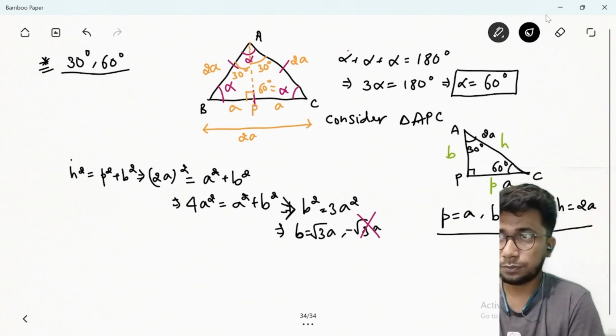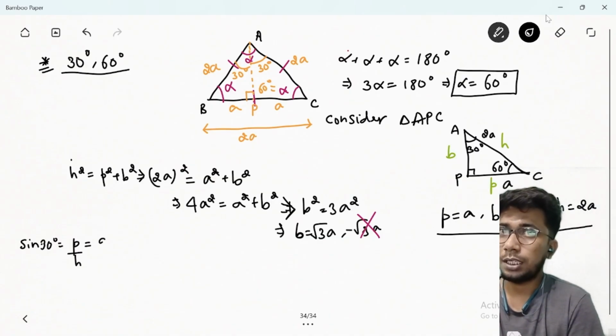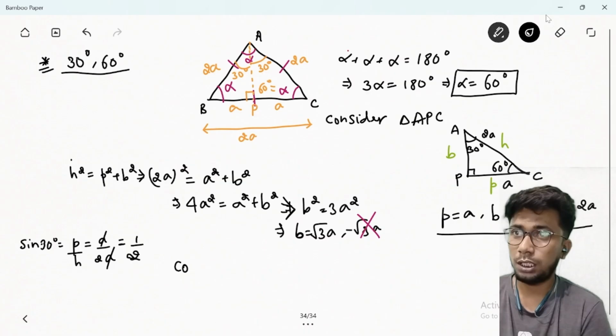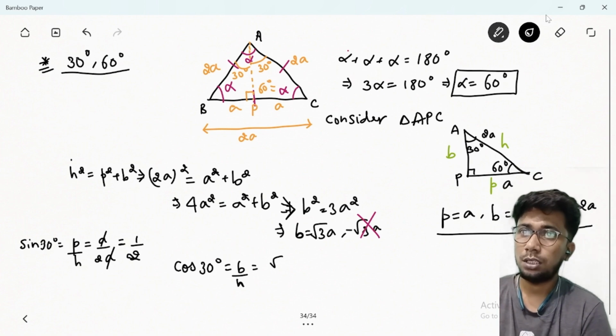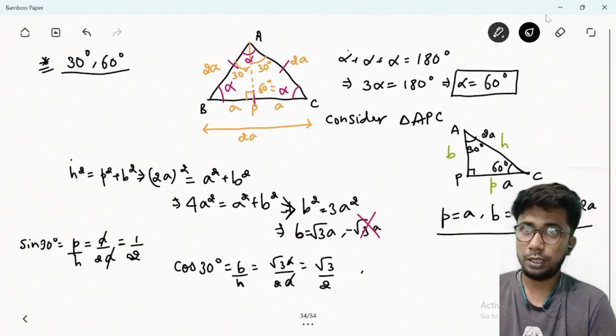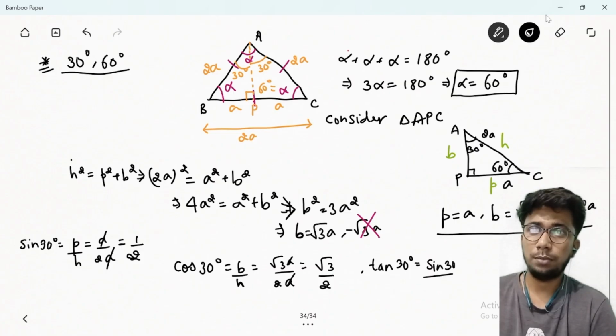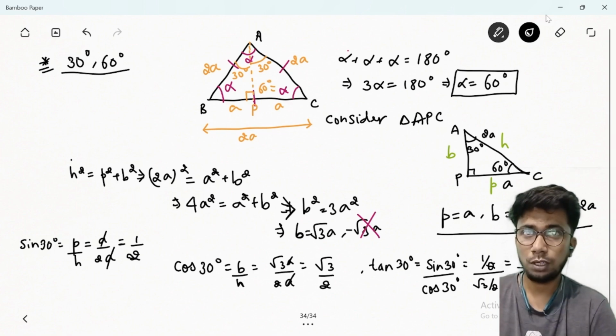What will be sine 30? Sine 30 is what? It is p upon h, that is a upon 2a, it is 1 upon 2. Alright. What about cos 30? Cos 30 is nothing but b upon h, that is root 3a upon 2a. This will give you root 3 upon 2. What about tan 30? It is sine 30 upon cos 30 degrees. This is 1 upon 2 by root 3 upon 2. This will be 1 upon root 3.